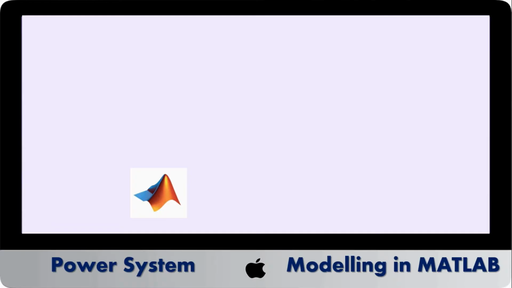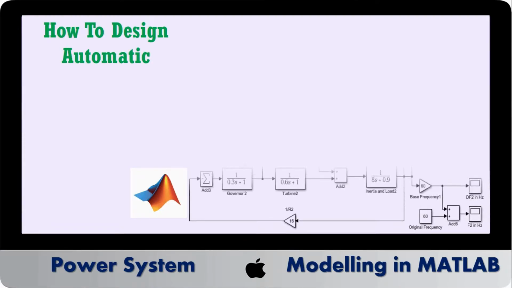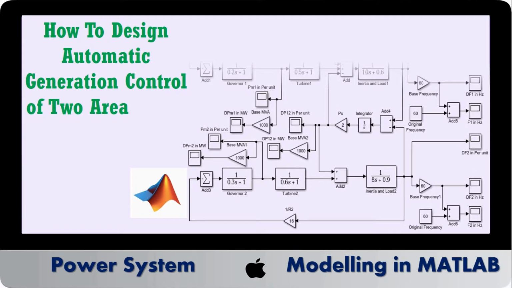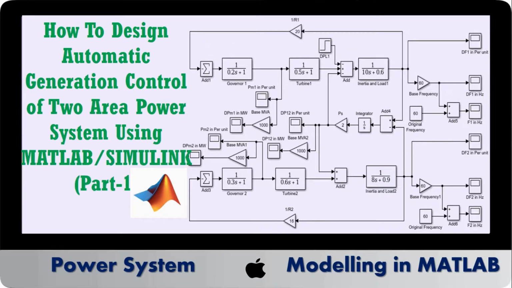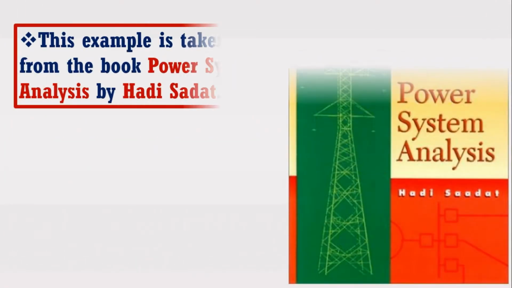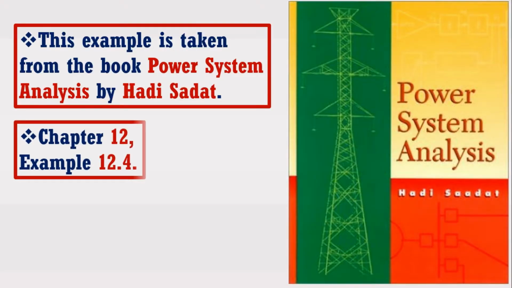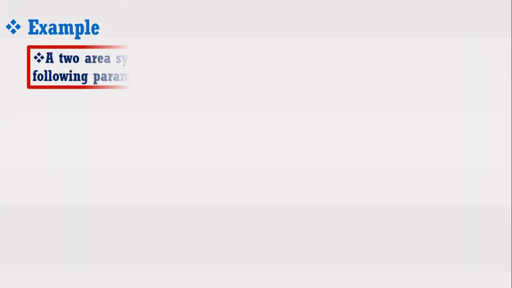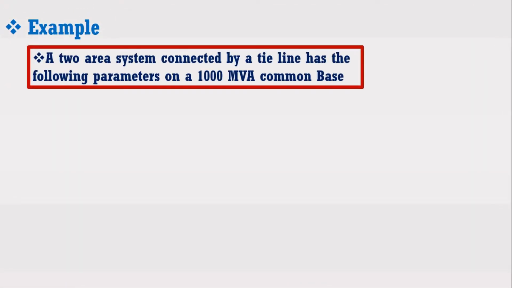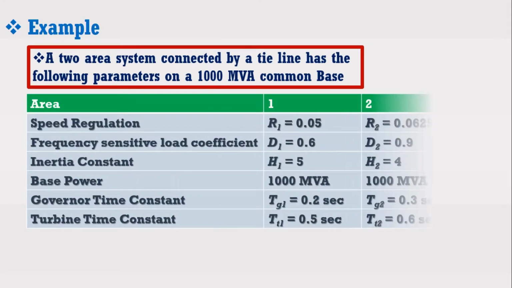In this tutorial, I am going to teach you how to design automatic generation control of a two-area power system using MATLAB Simulink software. For this purpose, I have taken an example from the book Power System Analysis by Hadi Saadat, Chapter 12, Example 12.4. Consider the example, which consists of a two-area power system connected by a tie line having the following parameters on a 1000 MVA common base.